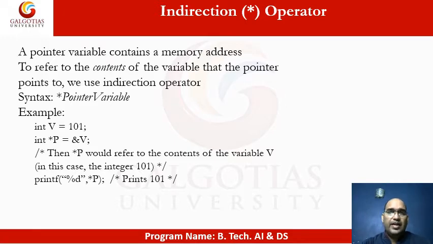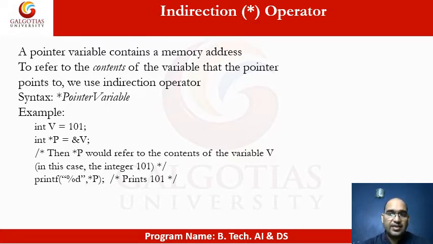Now the next one is your indirection operator, that is the star. A pointer variable contains a memory address, we know that. To refer to the content of the variable that the pointer points to, we use the indirection operator. So now we will try to understand the meaning of this. Suppose there is a pointer variable p which contains the address of variable v. But suppose with the help of p, I want to know what exactly value is stored at that particular address. Then we put a star before that particular pointer variable.